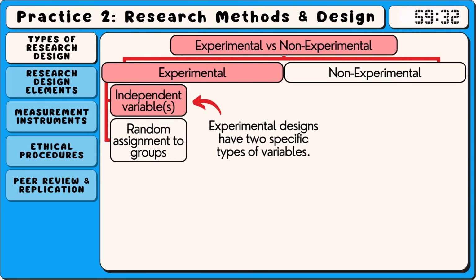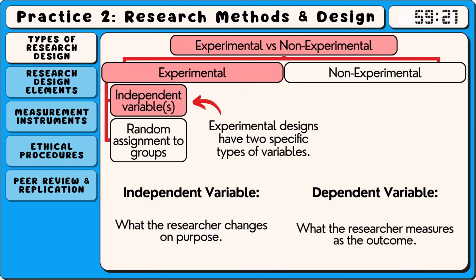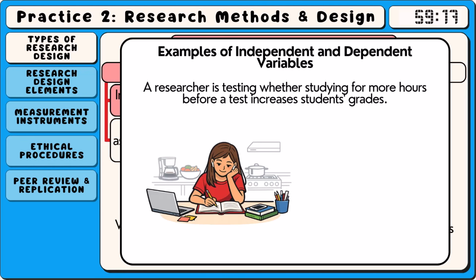One way you can tell a study contains an experimental design is that it has 2 specific types of variables. One is the independent variable, which is what the researcher changes on purpose, and the other is the dependent variable, which is what the researcher measures as the outcome. For example, imagine a researcher is testing whether studying for more hours before a test increases students' grades. We have 2 variables here.